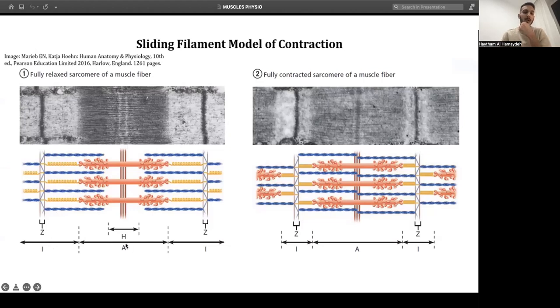Okay, so I will move on, but just to let you guys know that image one is when the sarcomere is relaxed. You'll see that the sarcomere is in its largest size, and fully contracted sarcomere for muscle fiber is quite shortened compared to this one, because of what I just explained. All right, so I'll stop here for this video. Next, we're going to talk about contraction of skeletal muscles.